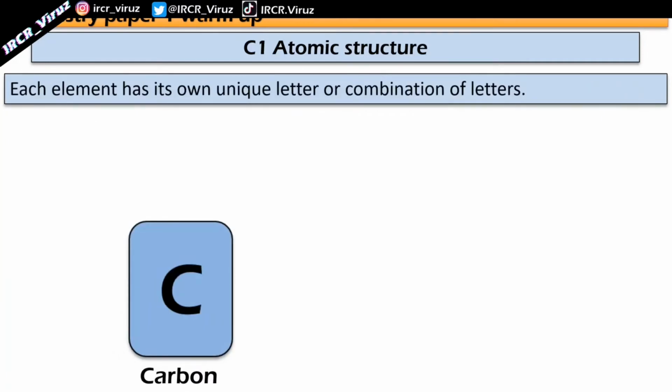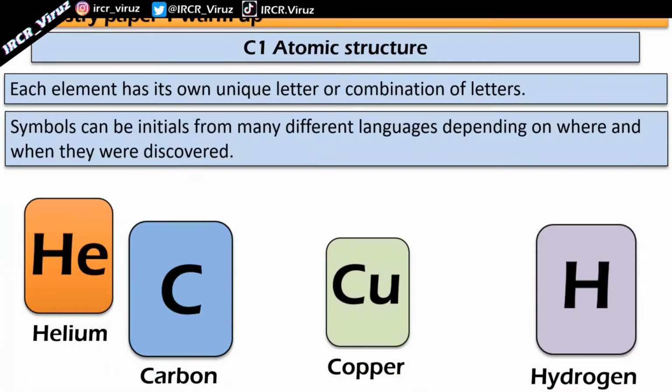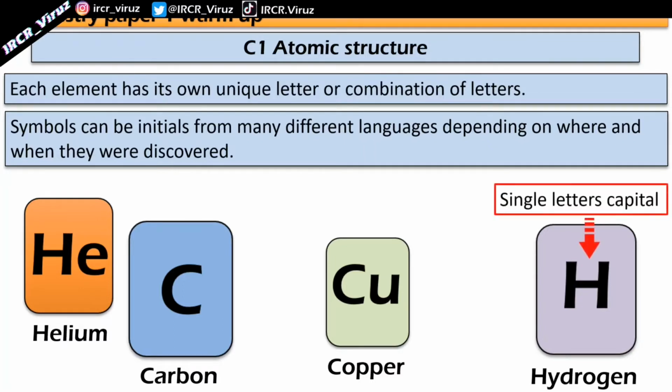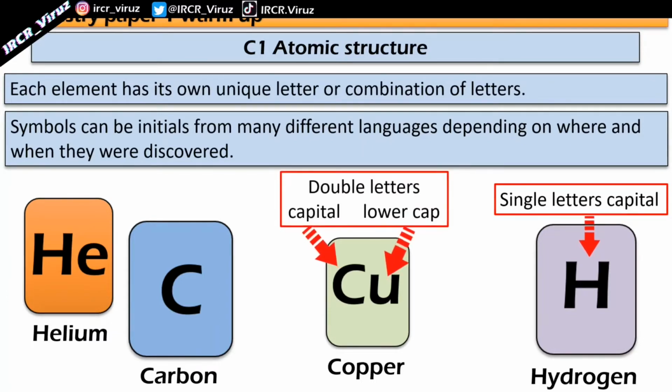Right, so then we've got that each element has its own unique letter or combination of letters. So for instance, carbon's got a C, and then we've got helium, copper, and hydrogen. However, symbols can be initials from many different languages depending on when and where they were discovered. If you have one letter, it will be a single capital letter. But if you've got two, the first one will be a capital and the second one will be lowercase. A lot of the time you might get marks deducted for not writing the symbols properly. Okay, it's easy marks there.